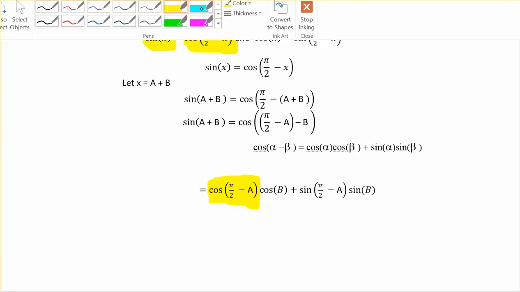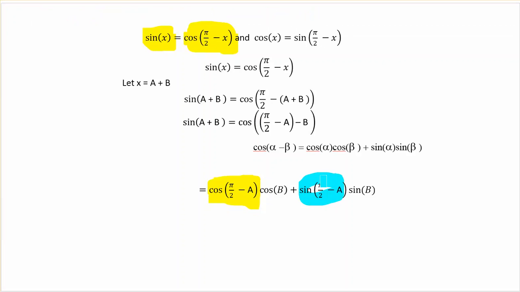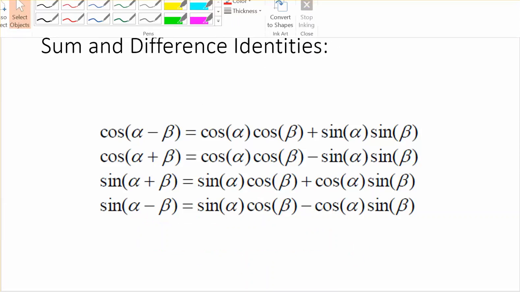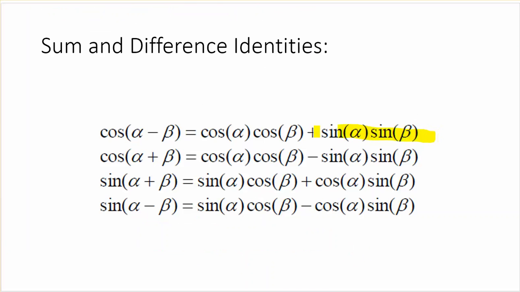Then we're going to replace the sine of pi over 2 minus a with the cosine of a. I've replaced the cosine of pi over 2 minus a with the sine of a, and the sine of pi over 2 minus a with the cosine of a, and now we're done. We have the sum identity right here, and now we have done this one, we have done this one, and we have done this one.